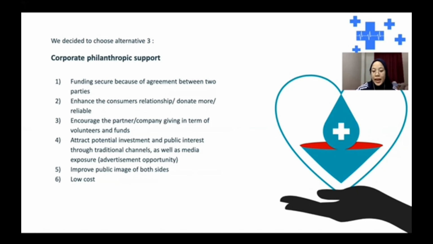In addition, LLS can encourage the partner to give constantly in terms of volunteers and funds to the NGO to support their needs. This will also attract potential investors to invest, and public interest through traditional channels as well as media exposure. Corporate philanthropic support also could improve both sides' public image and incur low cost for the alternative.